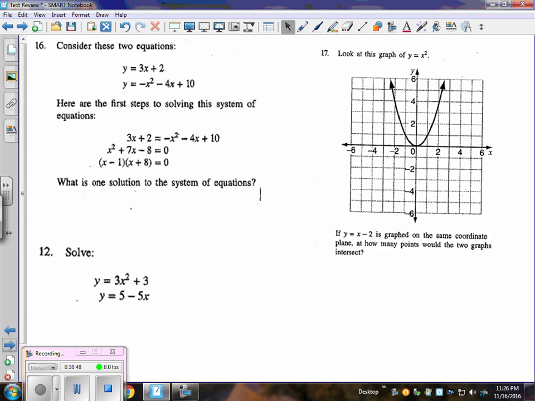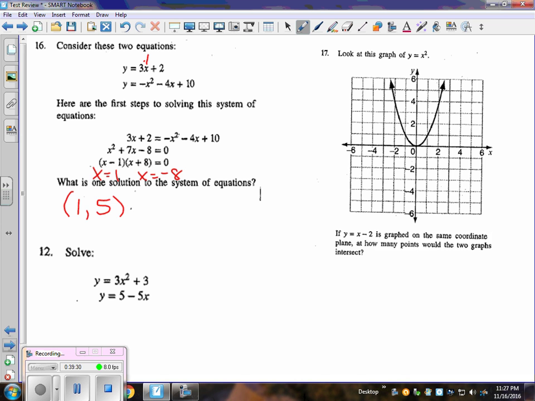Okay, next. Consider these two equations. Now, this is for honors. You've got y equals 3x plus 2. You can read through what is one solution to the system of equations. So our one solution would be, you could have x is 1, or x equals negative 8. But you need their partners because you're looking for the coordinate where they cross. So you'd have to then put 1 back into one of your equations, which seems to always be the linear one. That's easier. So one of your points would be at 1, 5.